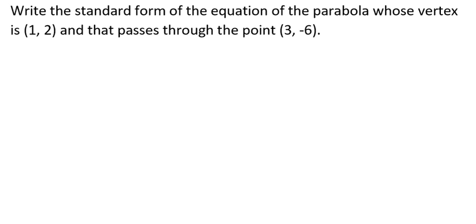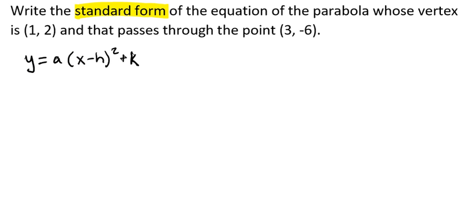Here we're told to write the standard form of the equation of the parabola whose vertex is at (1, 2), and that passes through the point (3, -6). As a quick reminder, standard form is y equals a times (x minus h) quantity squared plus k. So we need an x, a y, an a, an h, and a k. When we're finished, the y and the x will remain, so we'll need values for a, h, and k.